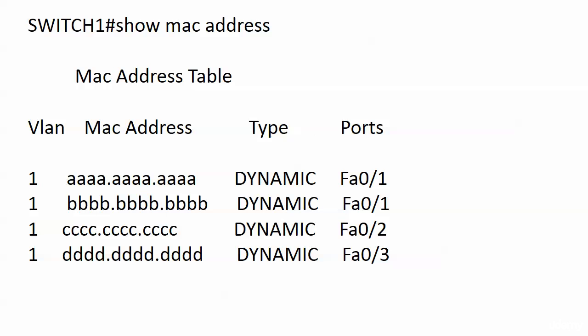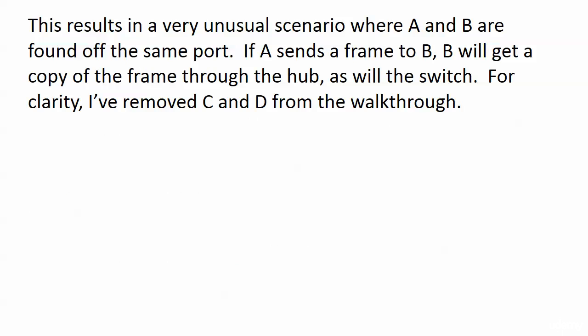We really like that. Now, after a few minutes, everybody has sent some data, and we have this MAC address table where all of the 4 hosts have been heard from, all dynamic entries, and the very unusual circumstance of hosts A and B being found off the same port because of that hub. This is a very unusual scenario, but it helps to illustrate that other frame decision, the frame filtering decision. Because if A sends a frame to B right now, B is going to get a copy of the frame through the hub, because what is the hub? It's a multi-port repeater, that's all it is. The switch will also get a copy. So what's going to happen now?